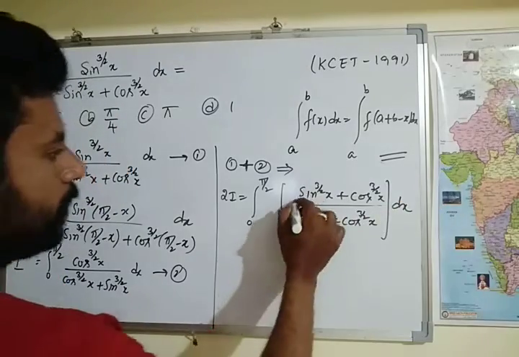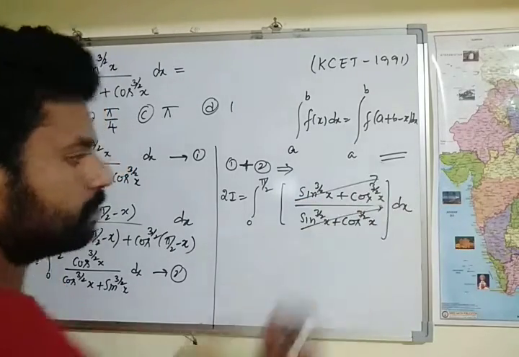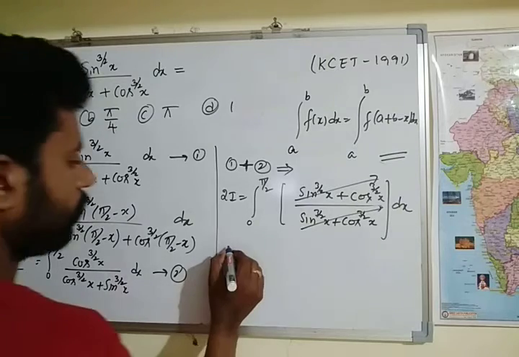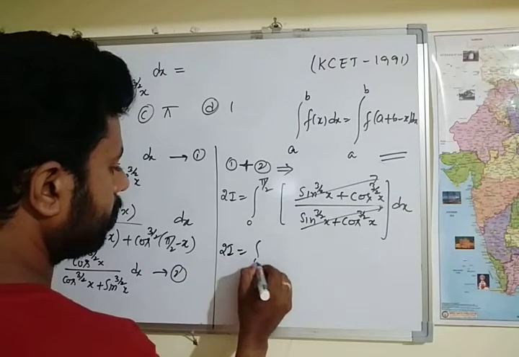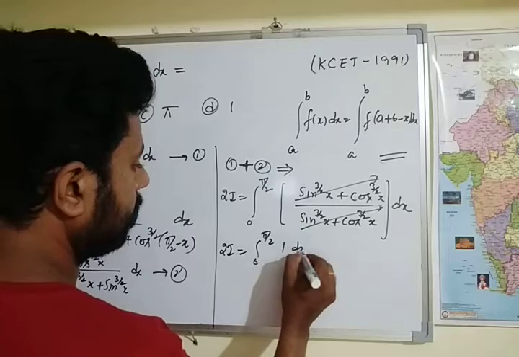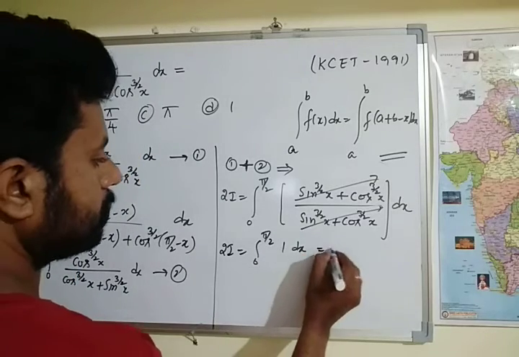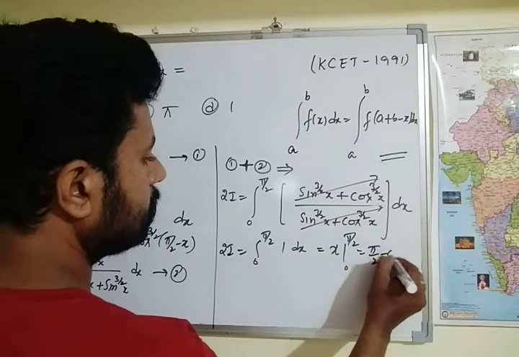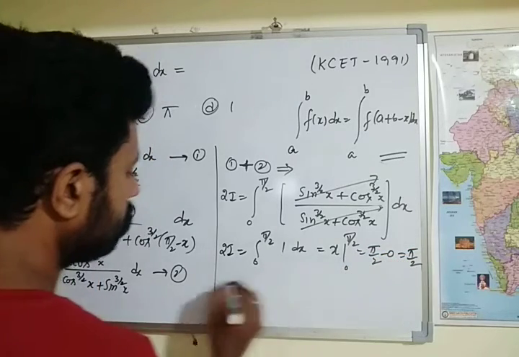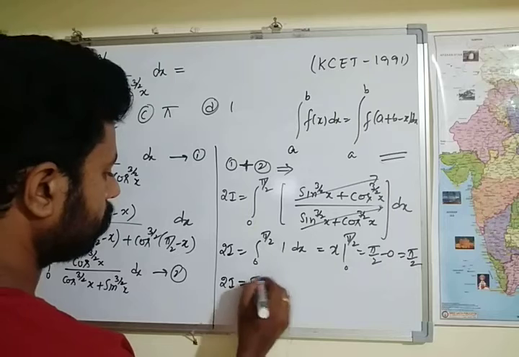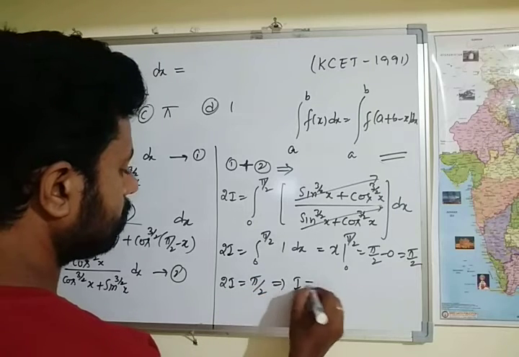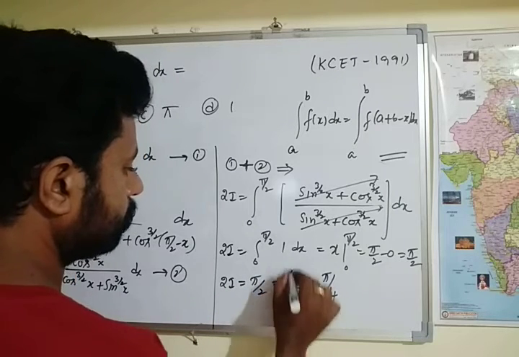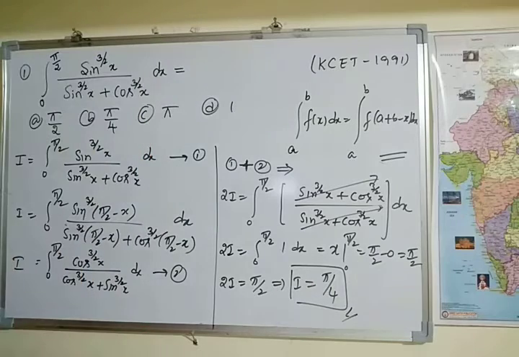Now numerator and denominator have the same terms, so this gets cancelled. We get 2I is equal to the integral of 0 to pi by 2 of 1 dx. Integral of 1 is x. With upper limit pi by 2 and lower limit 0, here we get pi by 2. So 2I is equal to pi by 2, which implies I is equal to pi by 4.